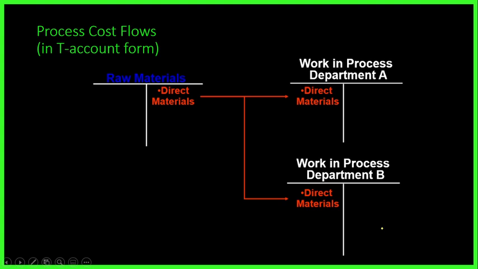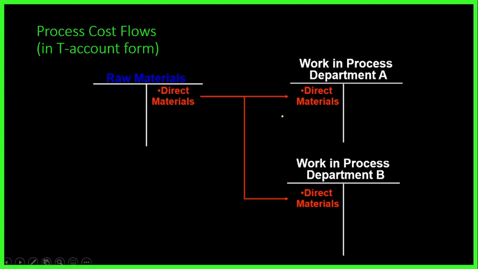Now, based on this example, no, you will see the simultaneous issuance of direct materials to work in process A and work in process B. It's also possible that these direct materials to Department B will only be issued upon the transfer of the output coming from Department A to Department B, which I will explain later.